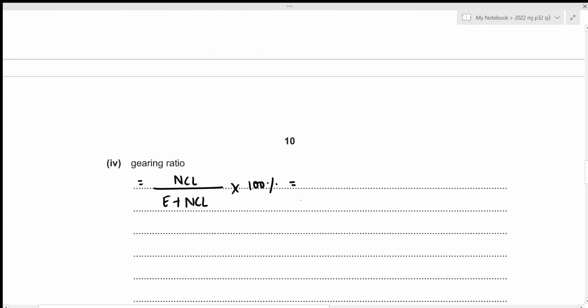So our gearing ratio is just going to be 150,000 divided by 817,000 plus 150,000 times 100%. This results in the gearing ratio being 15.51%.